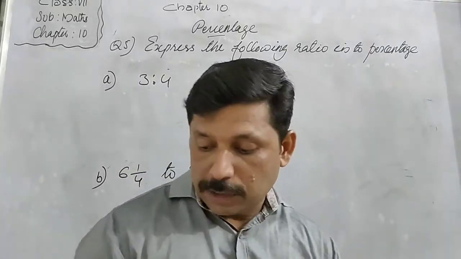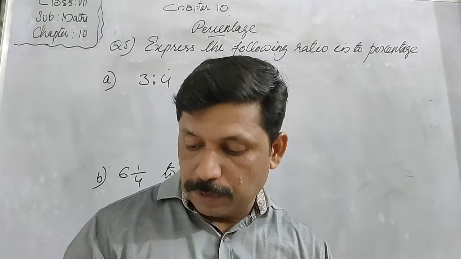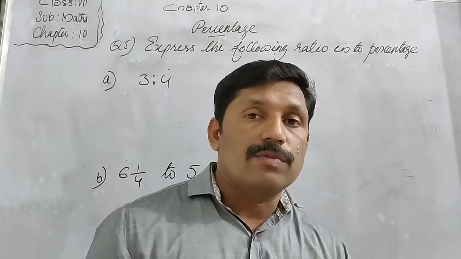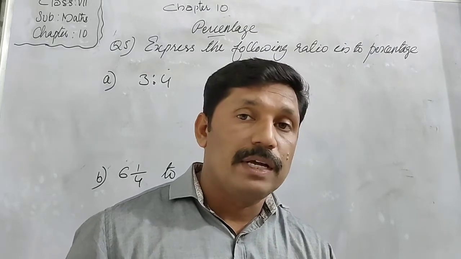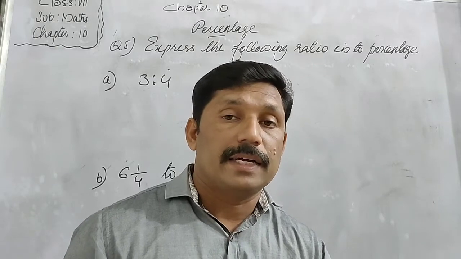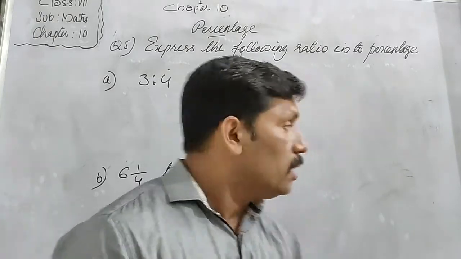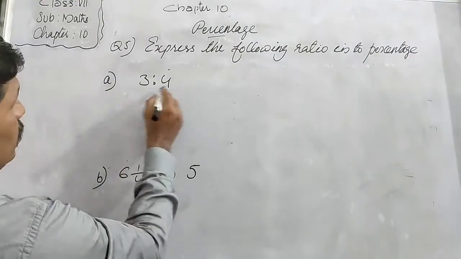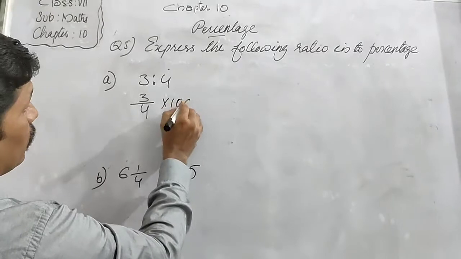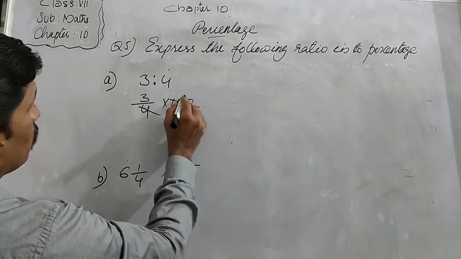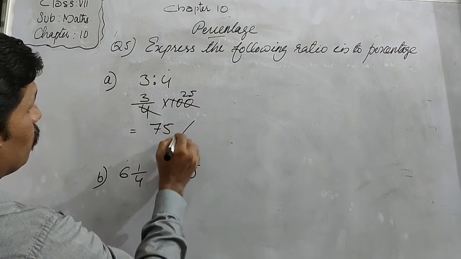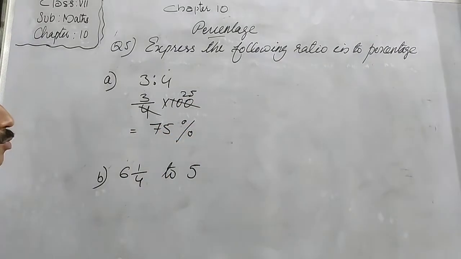Next question, our last question of this exercise, fifth question. Express the following ratios as percentages. In order to convert ratio into percentage, what we are doing is writing that ratio in the form of a fraction, and then we multiply it by 100 and put the percentage symbol. Let us see here, students, 3:4. We can write 3 upon 4, and then we multiply by 100. Then 4 and 100, we can get 25. 25 3s are 75. That means 75%.